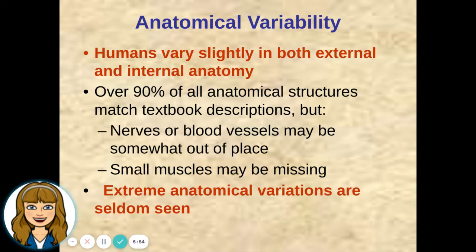Now, anatomically, humans will vary very slightly from one person to the next. About 90% of your anatomical parts will match textbook descriptions, okay? But some of your nerves and blood vessels won't be in the exact place that you see in a diagram. If you've ever given blood or watched anybody give blood, you'll know that your veins are not all in the same place, and sometimes they have to dig around for them. You may be missing some muscles, you may have some extra muscles, but you're not going to have any extreme variations. Those are very rare.